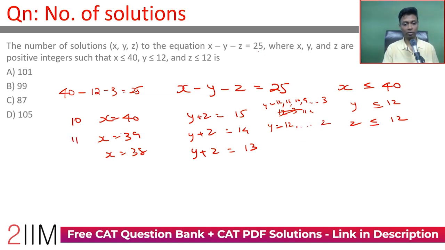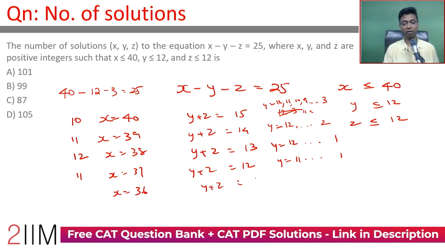12 to 2, there are 11 values. y plus z equal to 13, y can go from 12 to 1, there are 12 values. When x is 37, y plus z is 12, y can go from 11 to 1, 11 values. x, y, z are positive integers. x is 36, y plus z is 11, y can go from 10 to 1, 10 values. Fine. So x is 35, y plus z is 10, y can take from 9 downwards, 9 values.